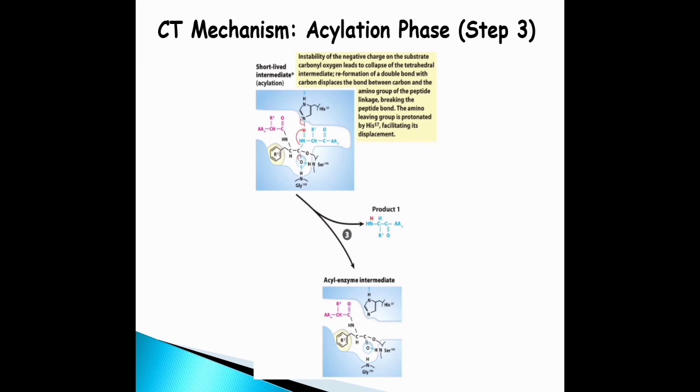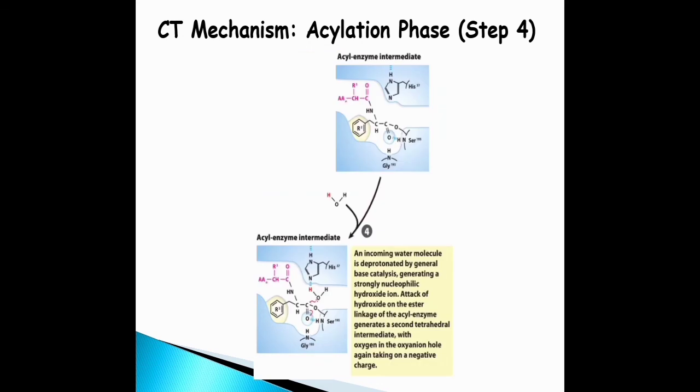CT mechanism, acylation phase, step 3. Instability of the negative charge on the substrate carbonyl oxygen leads to the collapse of the tetrahedral intermediate. Reformation of a double bond with carbon displaces the bond between carbon and the amino group of the peptide linkage. Breaking the peptide bond, the amino leaving group is protonated by HIS57, facilitating its displacement.